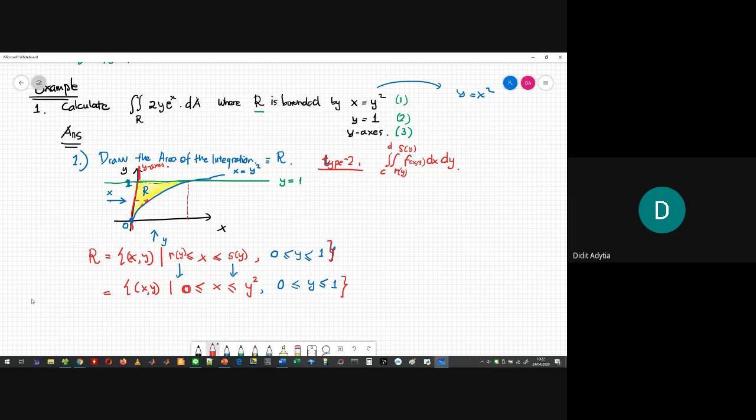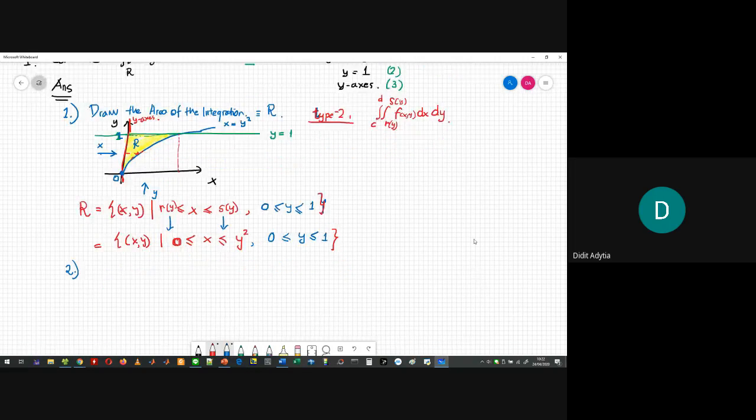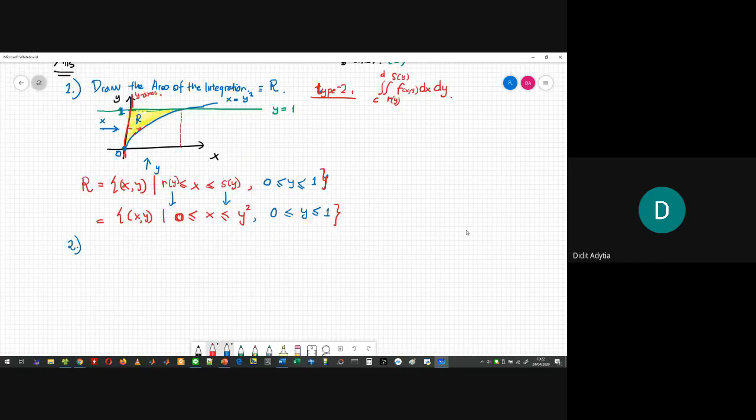We just did one big step, which is drawing the area of the computations. Okay. Now, the second one we just calculated. And calculate the integral. Okay. The second one is calculate the integral.